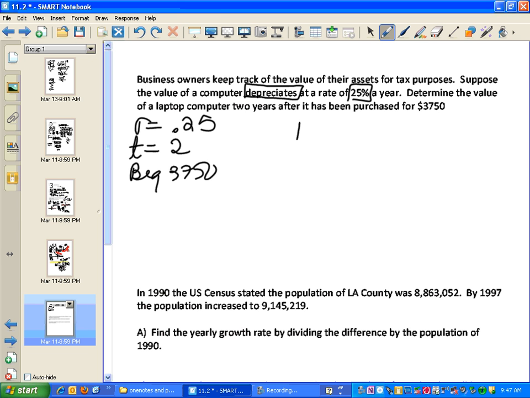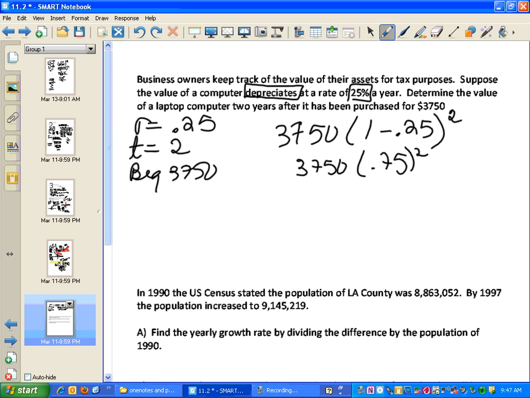So I'm going to say my amount, which is 3750. And I'm going to go 1 plus or minus 0.25. Do I have to divide that by an N? Because I don't have the word compounded in there. It's just a normal depreciation. What's my time going to be? 2. So this is 3750 times 0.75 squared. All right, what do we got? Work it out on your calculator. $2,109.